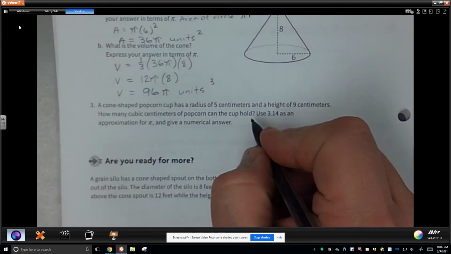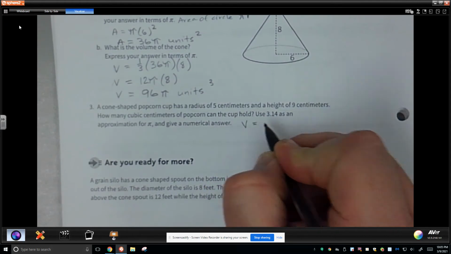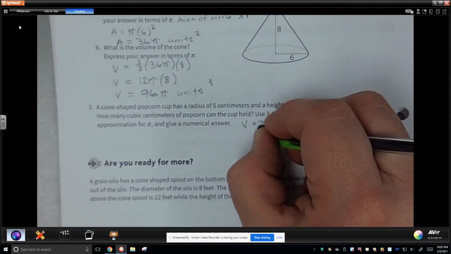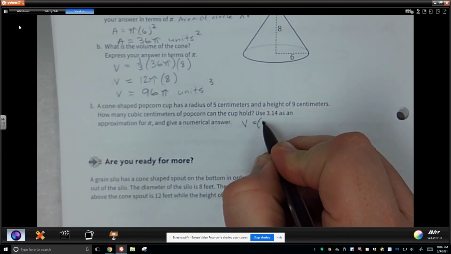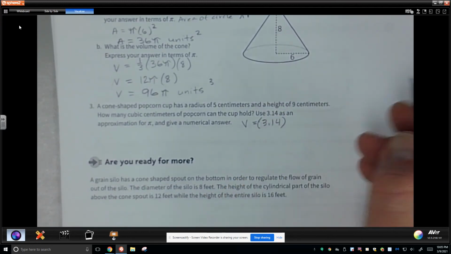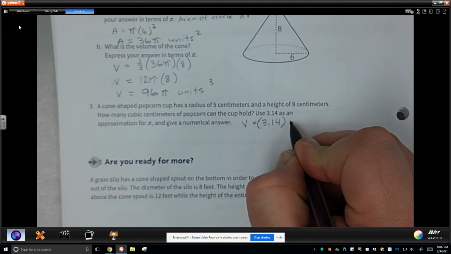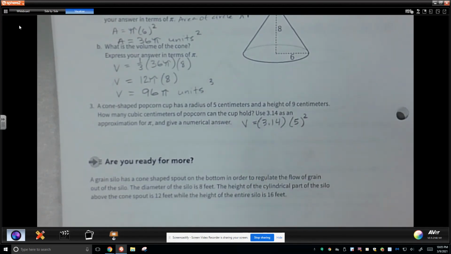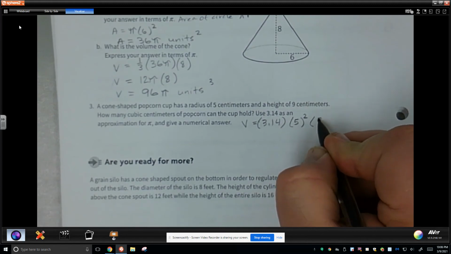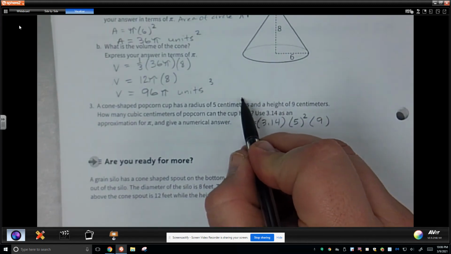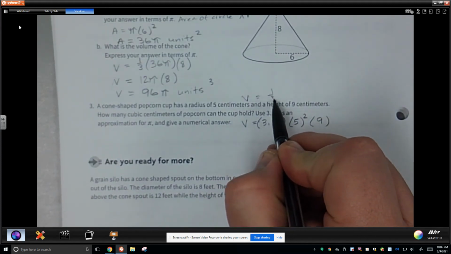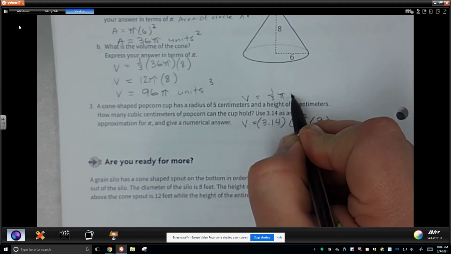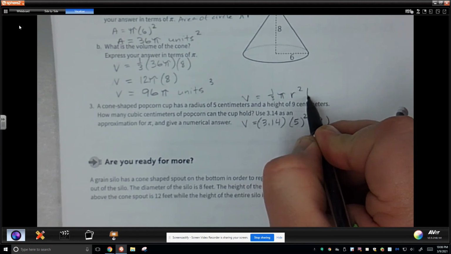Let's first set things up. We know that the volume is unknown. We know that we have pi, which is not going to be pi this time. We'll put it in there as 3.14 times the radius squared, which is 5 squared, times the height of 9. So again, the volume is equal to 1/3 pi times the radius squared times the height.